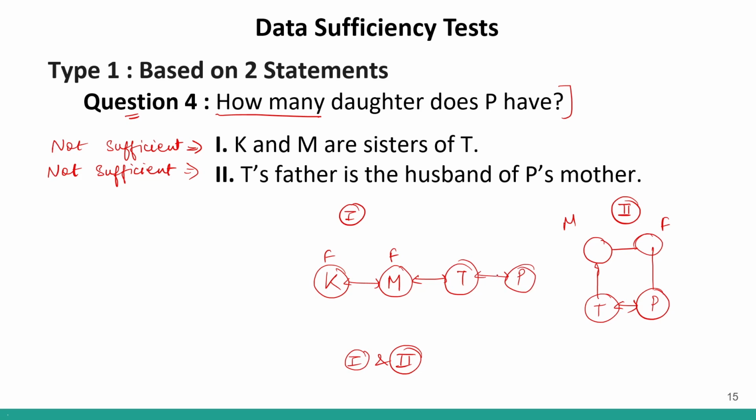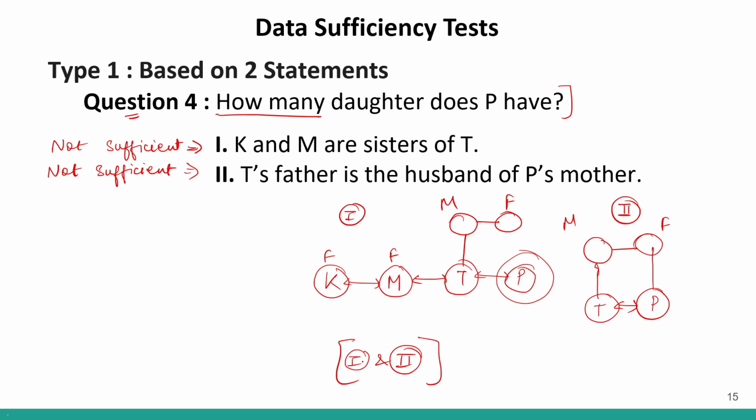Correct? T's father is the husband of P's mother. Correct? So they have parents and these are all siblings. So can I answer the question, how many daughters does P have? No. That information is not given either in the first statement or the second statement. So even after combining statements 1 and 2, I am not able to find the answer.